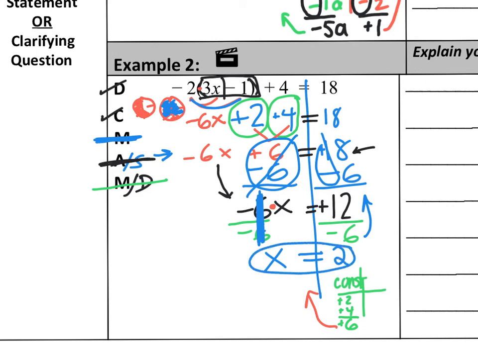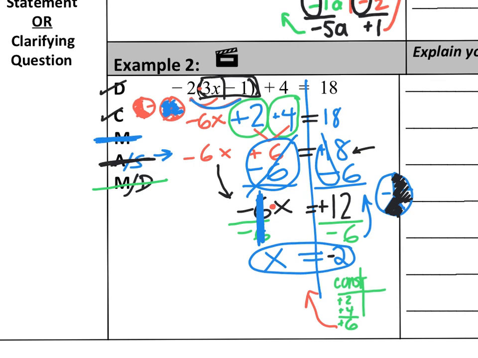Almost done. I've got to draw this dead man so that I can see if it's a positive 2 or a negative 2. Okay, I have a positive 12 and I have a negative 6. Therefore, my answer is a negative 2.